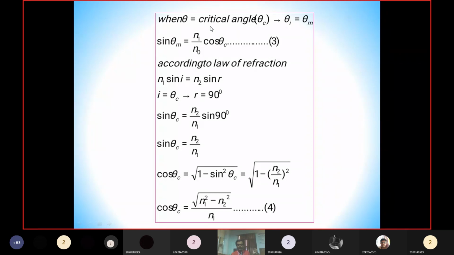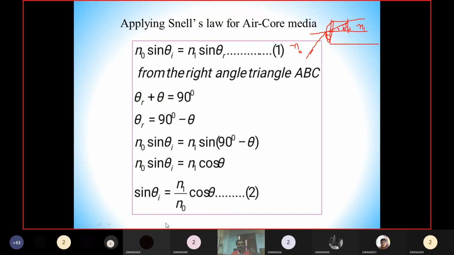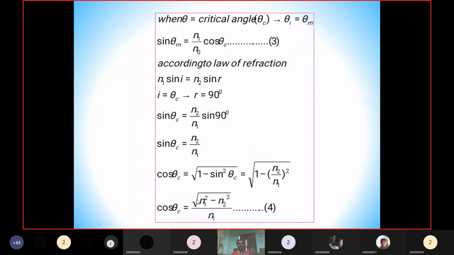So in place of theta we are substituting theta C, and instead of theta I we are substituting theta m. Now sin theta m is equal to N1 by N naught into cos theta C. In the earlier formula, sin theta I equals N1 by N naught into cos theta, we substitute theta C, so theta I becomes theta m. So sin theta m equals N1 by N naught into cos theta C. Let us take this as equation number 3.